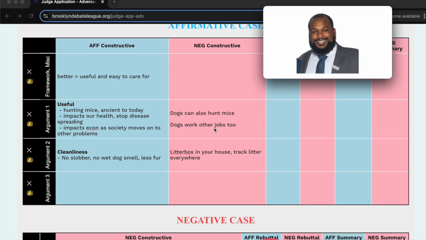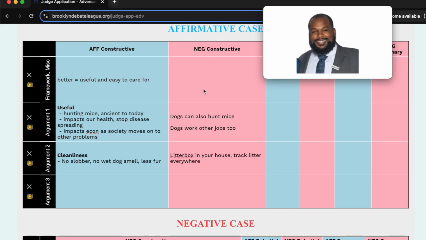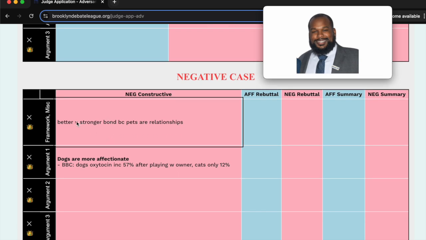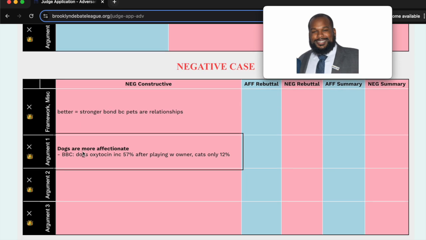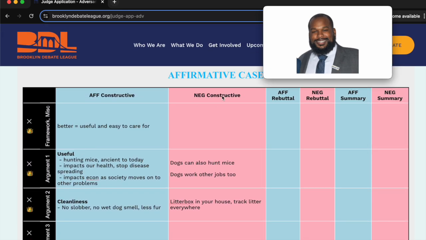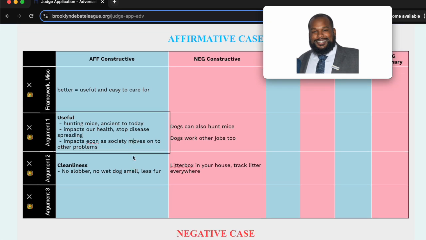All right, before we get into John's questions here, just to point out, notice that I took all of the notes in columns that were marked neg constructive, because this was John's constructive speech where he was building out his case. And John built out his case by laying a different framework for us than Dico did. He has a different way of approaching this debate. And also by giving us his own argument, talking about how dogs are more affectionate. John then went over to Dico's case, and in the same speech, also in a column marked negative constructive, but now responding to the affirmative case, John responded to these two arguments about utility and cleanliness. All right, let's keep going.